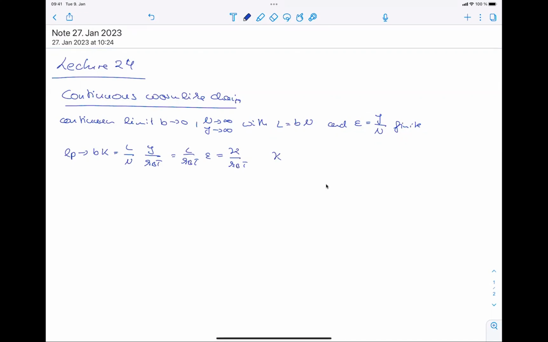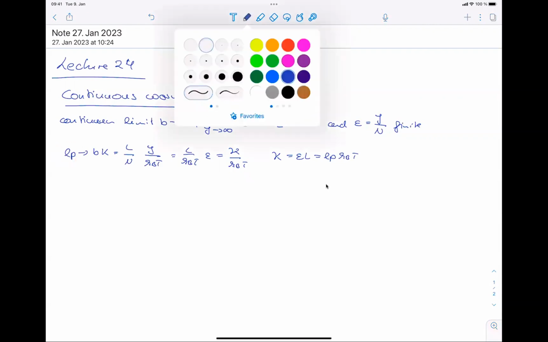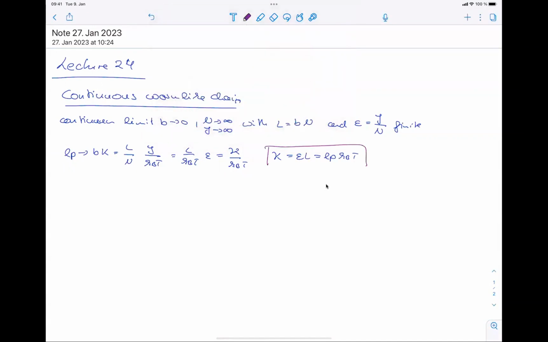And this L times epsilon I identify now as kappa kBT. So this kappa, which we're going to use as a continuous bending stiffness, is defined as epsilon times L, which is equal to the definition of the persistence length times kBT, if we use this mapping. I'm going to come back to that. That's the bending stiffness.